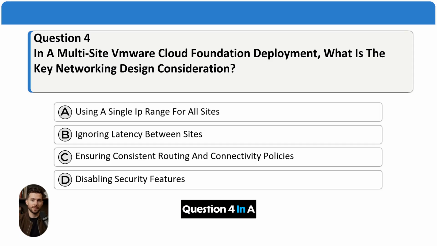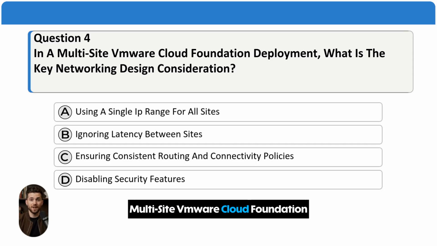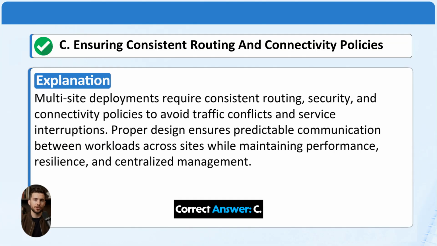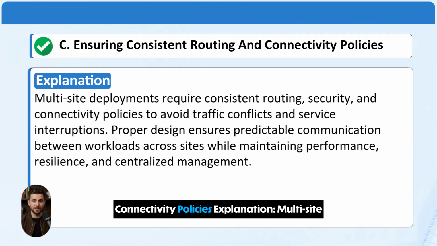Question 4. In a multi-site VMware Cloud Foundation deployment, what is the key networking design consideration? A. Using a single IP range for all sites. B. Ignoring latency between sites. C. Ensuring consistent routing and connectivity policies. D. Disabling security features. Correct answer, C. Ensuring consistent routing and connectivity policies.